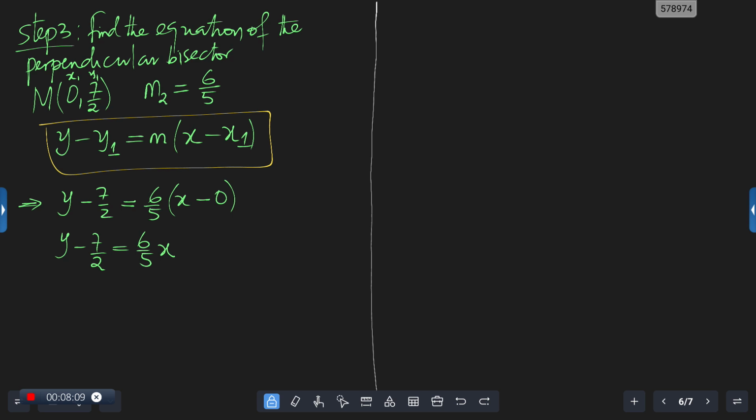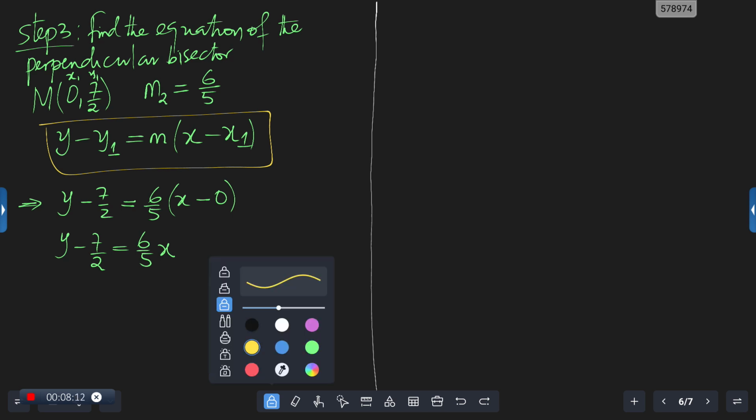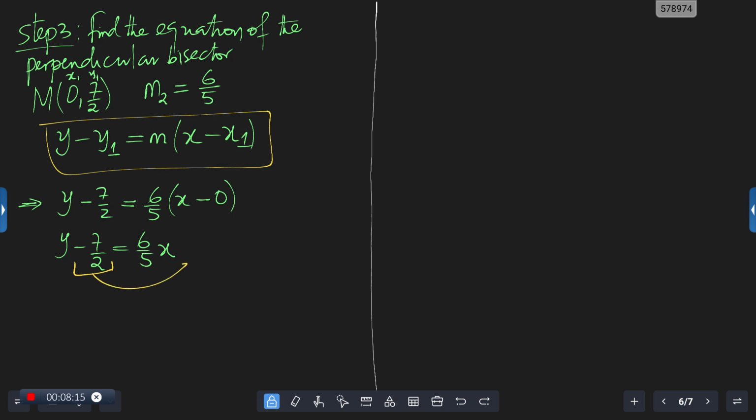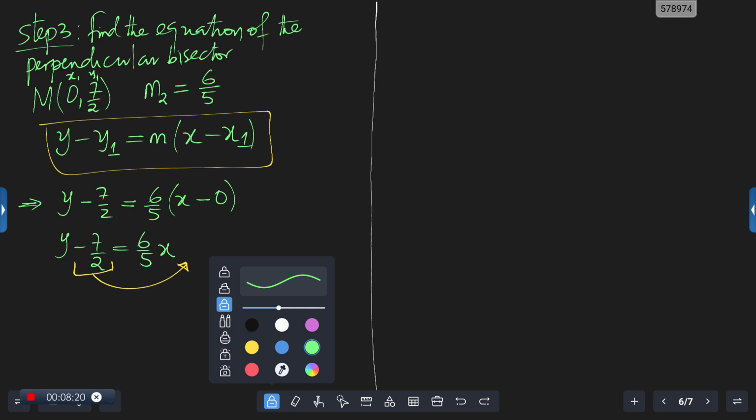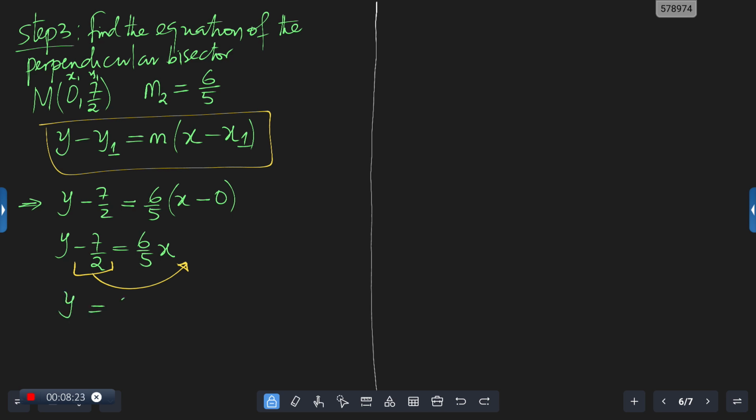Now, we transpose this. We move it to the other side of the equality, and we get y equals 6/5 x plus 7/2. And this is our equation of the perpendicular bisector. So the equation would be y equals 6/5 x plus 7/2.